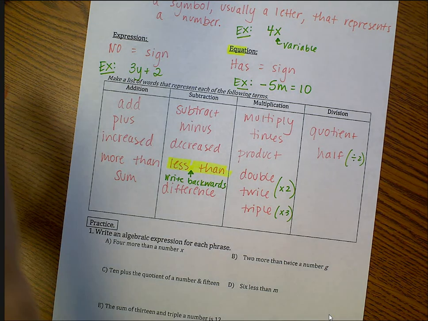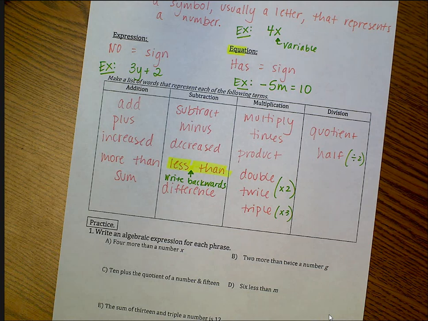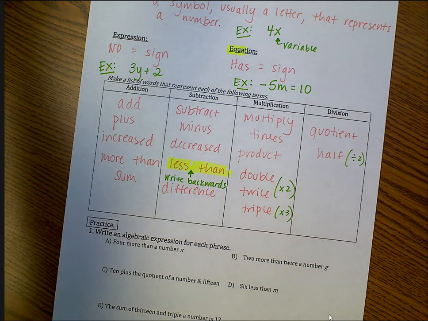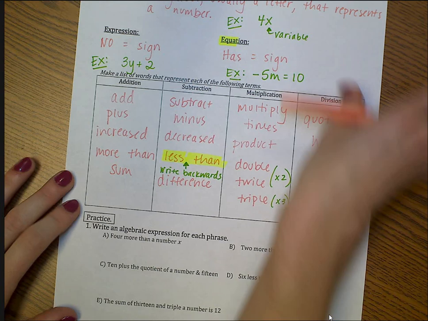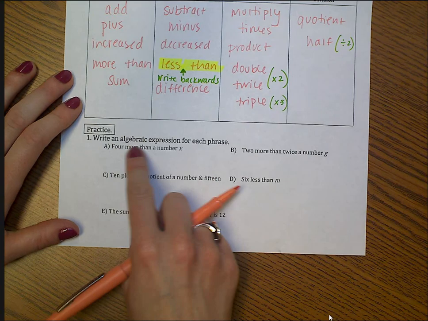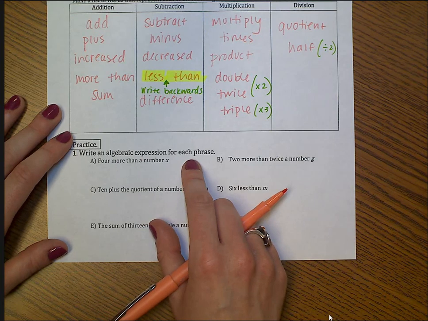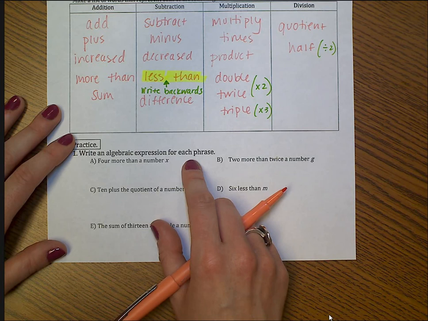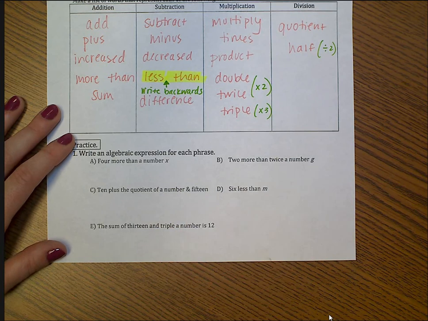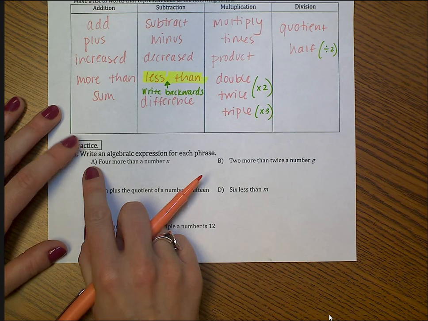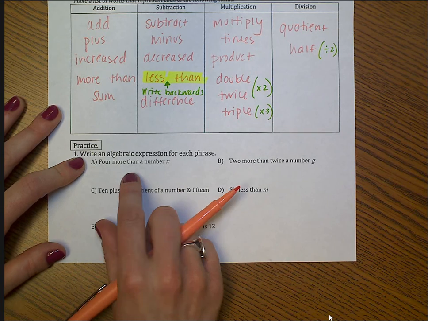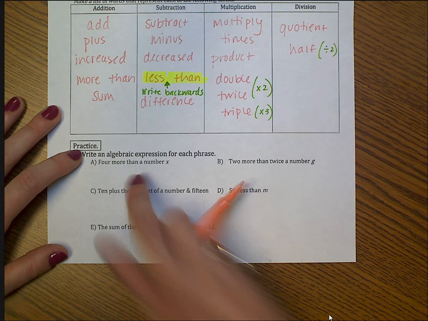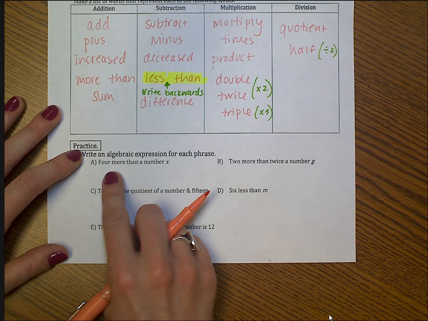Okay. Now, for the bottom part, we're going to practice. So they tell me to, in the directions, write an algebraic expression, that means no equal sign, for each phrase. So here's where it's like a foreign language. You're translating into math from this English sentence. So example A says 4 more than a number X. Okay, I don't see less than, so I'm just going to write it exactly like it reads.